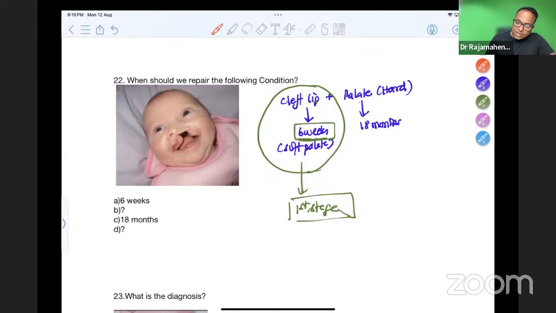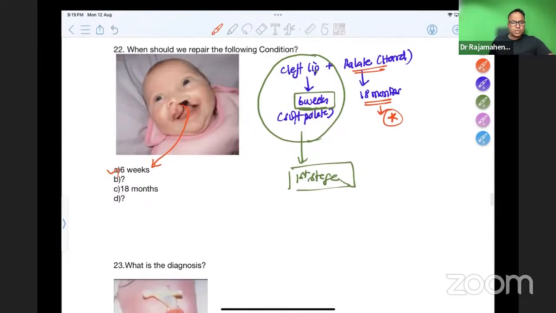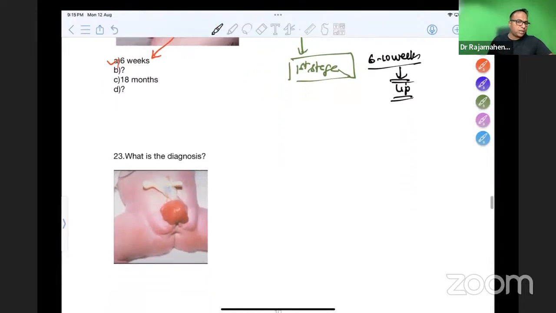Only if there is a question mentioning the hard palate do we operate at 18 months. Don't forget. But in this image, I can say classically there is a cleft lip, so I will go for 6 weeks. Many options are there, but for these patients we have to operate the cleft lip by 6 to 10 weeks. For the lip, you have to operate because otherwise the baby cannot drink the milk properly. Please understand this basic. Again, this is a concept-oriented question.